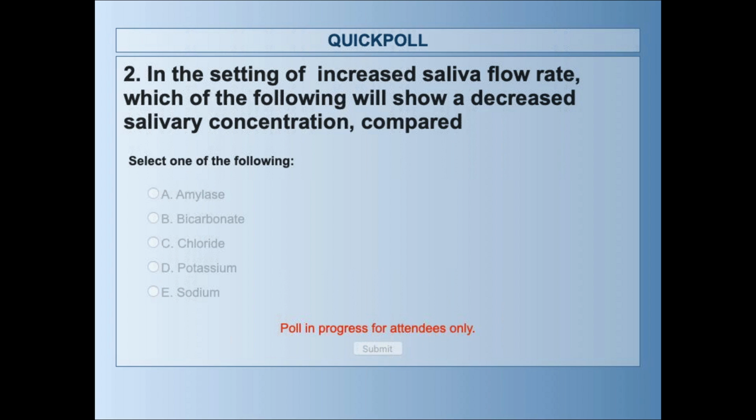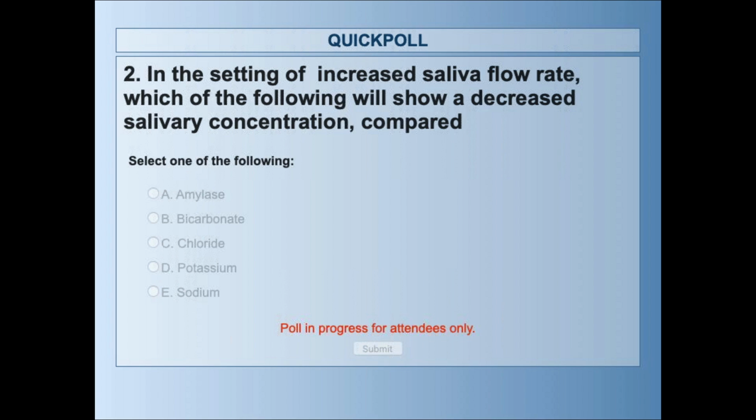Excellent. Thank you, Paras. Yes, the lead-in was a little long, so it got truncated, and I'm glad Paras read that again to you. We'll give all of you a few more seconds here to respond and select the correct answer. And for good measure, I'll go ahead and read that lead-in one more time. In the setting of the increased saliva flow rate in this patient, which of the following substances will show a decreased salivary concentration compared with the findings before taking clozapine?